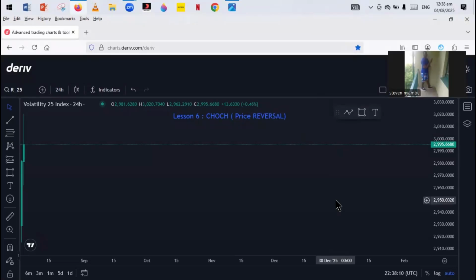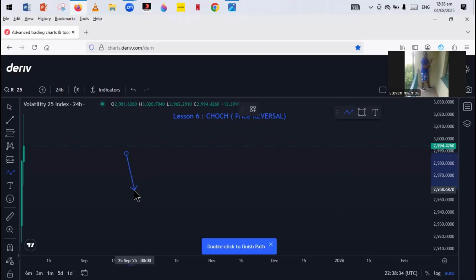So in today's lesson, I'll be showing you how to tell when price is reversing. So let's start. These are the two entry scenarios that I personally use, that have been giving me sniper entries. So the first scenario is price changing from selling to buying.